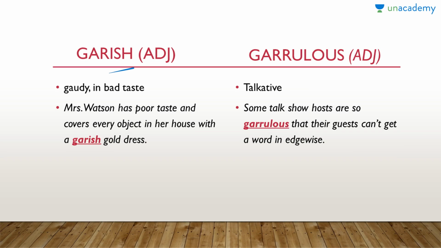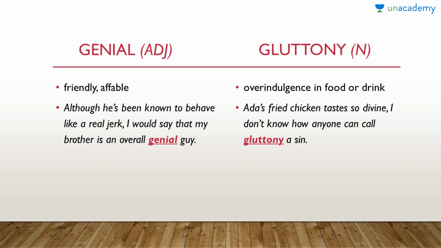First word, garish, adjective, which means gaudy, in bad taste. So in a sentence, it'll read, Mrs. Watson has poor taste and covers every object in her house with a garish gold dress. Next, garrulous is an adjective, which means talkative. So in a sentence, it'll read, some talk show hosts are so garrulous that the guests can't get a word in edgewise.